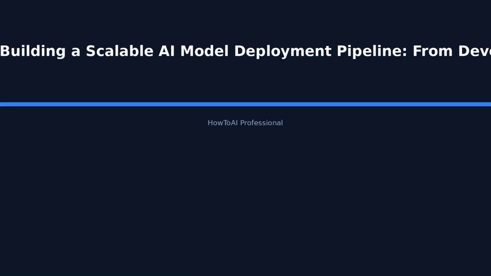As we wrap up, let's touch on some best practices for building a scalable AI model deployment pipeline. First, always prioritize clean and modular code. This not only helps with testing but also makes it easier to manage and scale your applications as your needs evolve. Second, invest in thorough documentation. Clear documentation helps onboard new team members and ensures everyone is on the same page regarding the development and deployment processes.